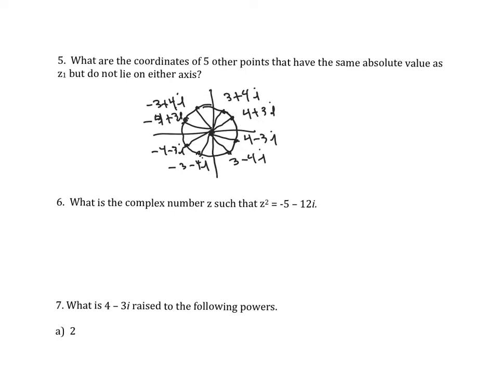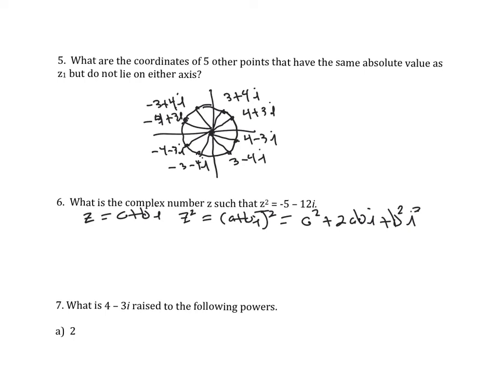Okay, what complex number z is such that z squared is equal to negative 5 minus 12i? All right, so let's say that z is equal to a plus bi, which means that z squared is equal to a plus bi squared, which is equal to a squared plus 2abi plus b squared i squared.